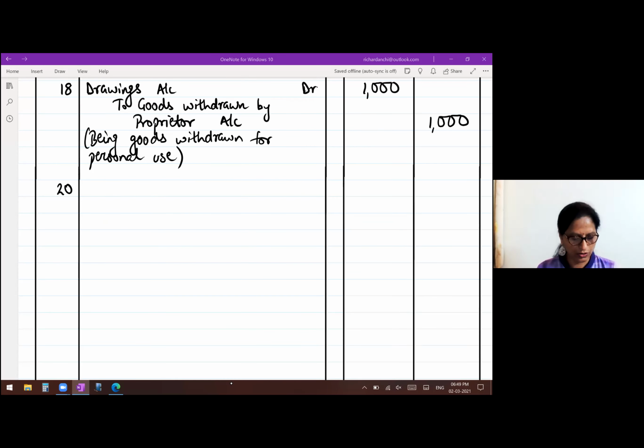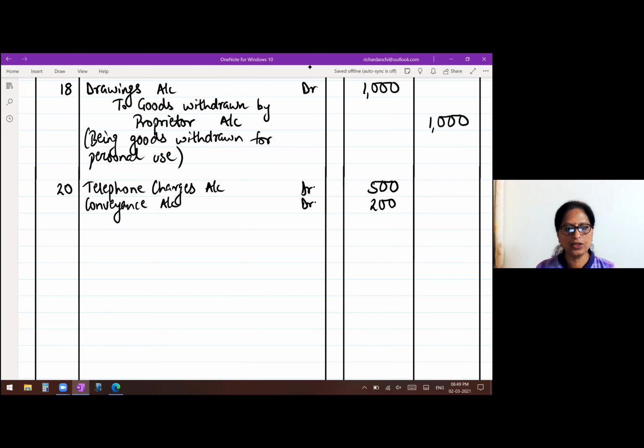So write the 20th entry. Telephone charges account debit 500. Conveyance account debit 200. To cash account, if you take the total, that is 700. Narration: Being telephone charges and taxi fare paid.